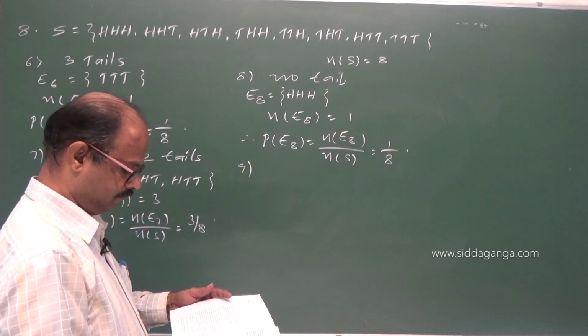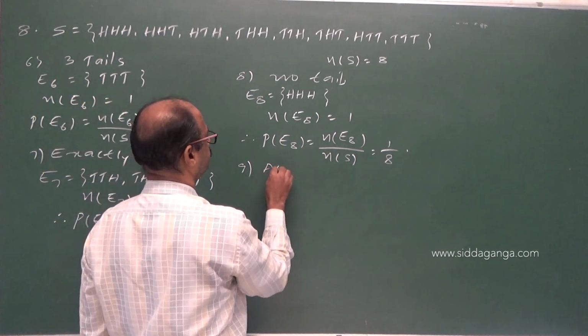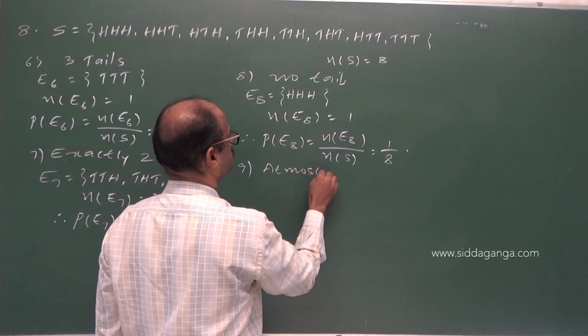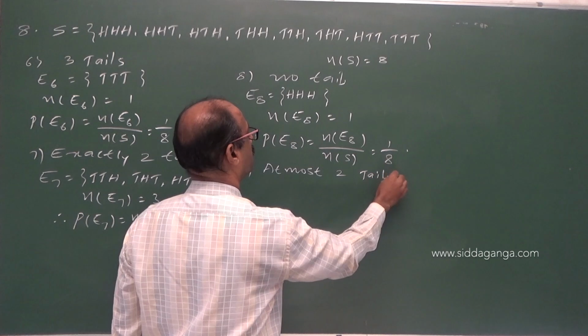Number 9, at most 2 tails. At most 2 tails means maximum 2 tails.